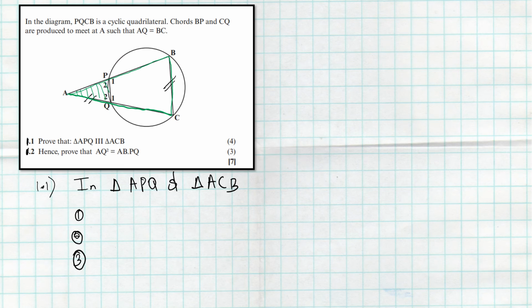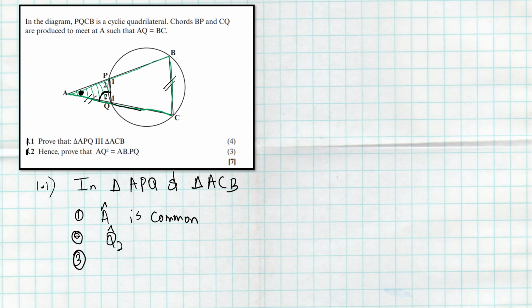Okay, so let's check APQ, that smaller triangle, and ACB. There's an angle that is common. Look at angle A. It's found on both the smaller triangle and the bigger triangle. So very simple for that. Angle A is common. Can you see this? Angle A is common. Okay, number two. Let's take a look at another angle. Check angle Q2.